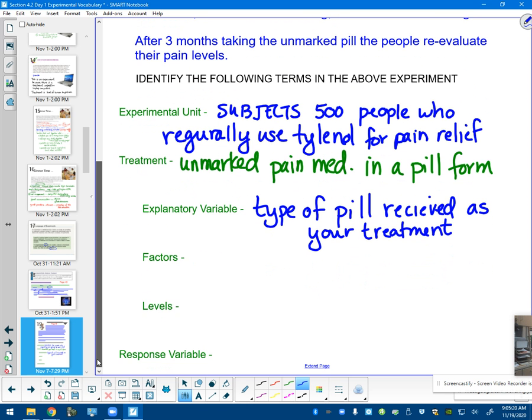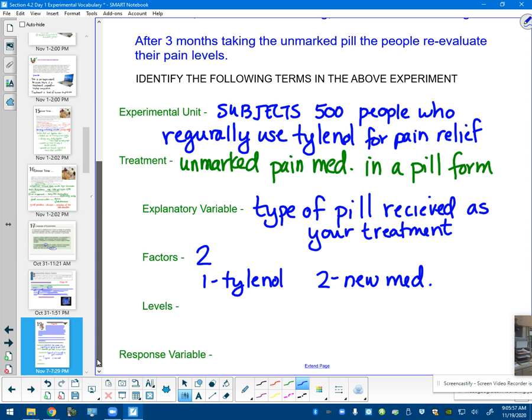Factors. There are 2 factors. Number 1 is Tylenol, and number 2 is the new med. So do you see how this would be really confusing if all they did was give you a sugar pill versus a Tylenol pill? Then the explanatory variable, I guess you'd still kind of have the same, and these are kind of saying the same thing in a different way. But then you wouldn't have any levels if you only had sugar pill and Tylenol.